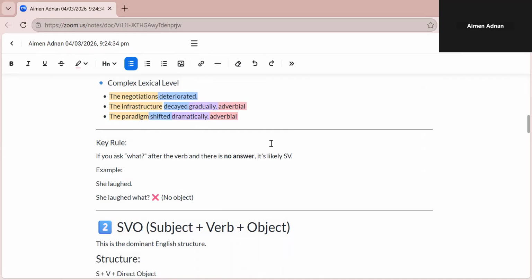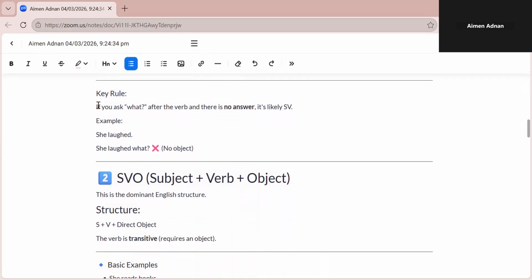So these are a bit complex sentences. I'll repeat it again for the structure. The infrastructure decayed gradually. Decayed was the verb, while gradually, which is adding more information about the verb, is an adverb in the sentence. You can add an adverb, but you cannot add an object. That's one thing you have to keep in mind in the SV structure. You can keep adding adverbs to the sentence, but you cannot add an object. Similarly in the second example, paradigm shifted dramatically, you have added dramatically as an adverb, but you cannot add an object to the sentence.